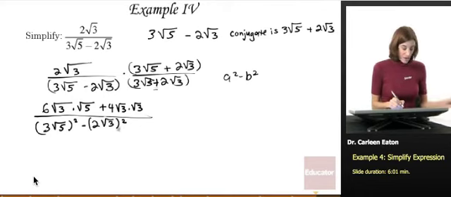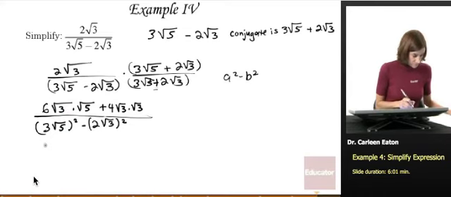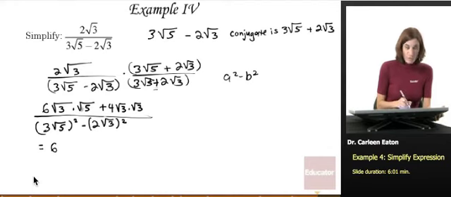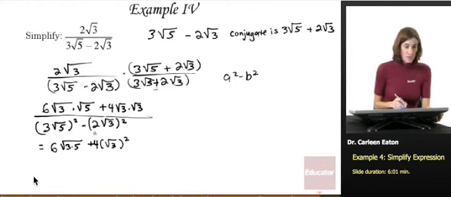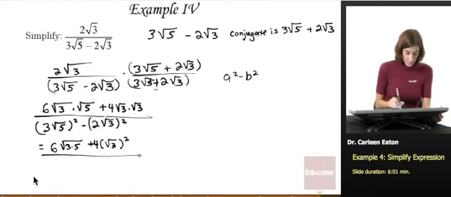And now I'm going to go ahead and work with the numerator a little bit more. And I'm going to use the product rule. Recall that with the product rule, I can rewrite this as 6 times the radical 3 times 5. And then here, I'm going to recognize that I actually have 4 times this radical 3 squared, divided by 3 radical 5 squared minus 2 radical 3 squared.